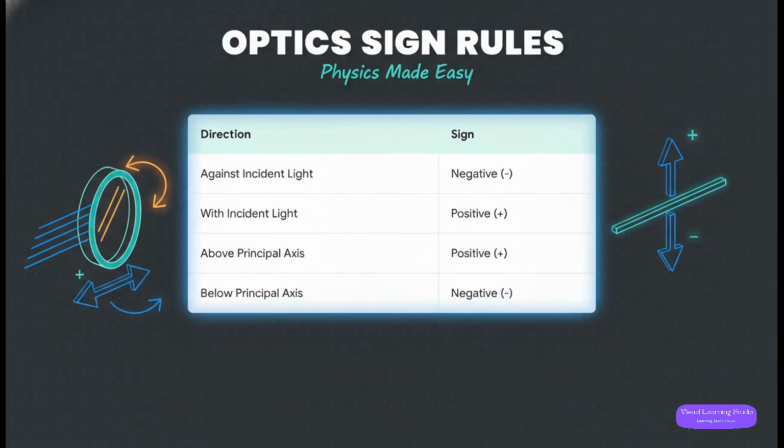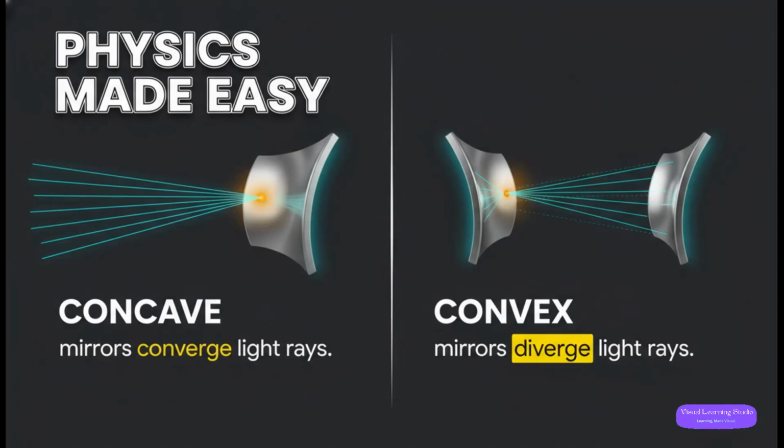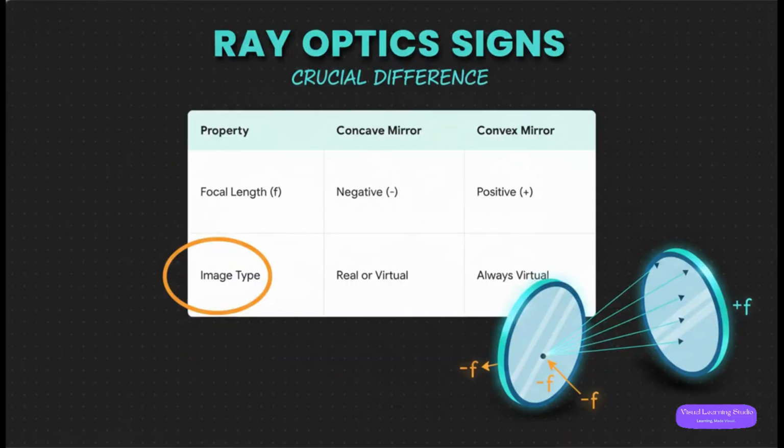We just measure from the middle of the mirror. Any distance against the light's path is negative. And this code works for both kinds of mirrors. A concave one, kind of like a cave, pulls light together. While a convex mirror, hey, that's your car mirror, spreads it out. See how their signs are opposite?